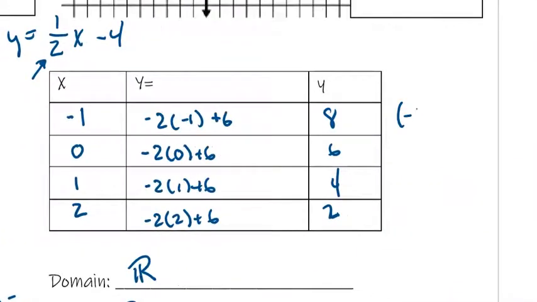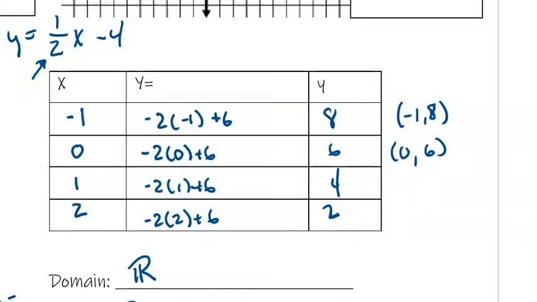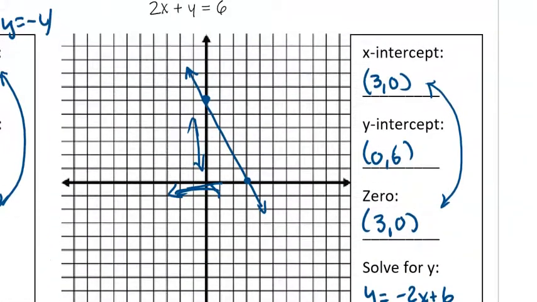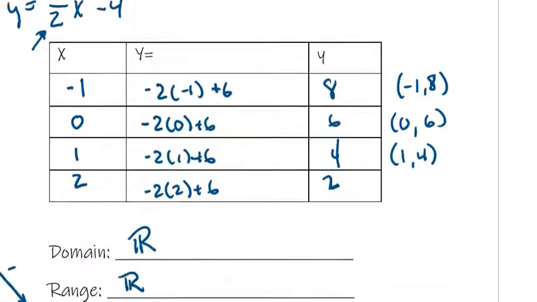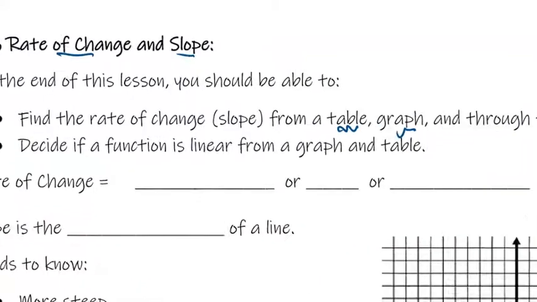Remember that you can get your points from these tables, right? So when x equals -1, y equals 8. When x equals 0, y equals 6. So I can turn a table into coordinate points, which I can turn into a graph. And if for any time when you're doing these linear equations you don't have a straight line, go back and check your numbers, because it should be a straight line. So slope. Slope is the rate of change.